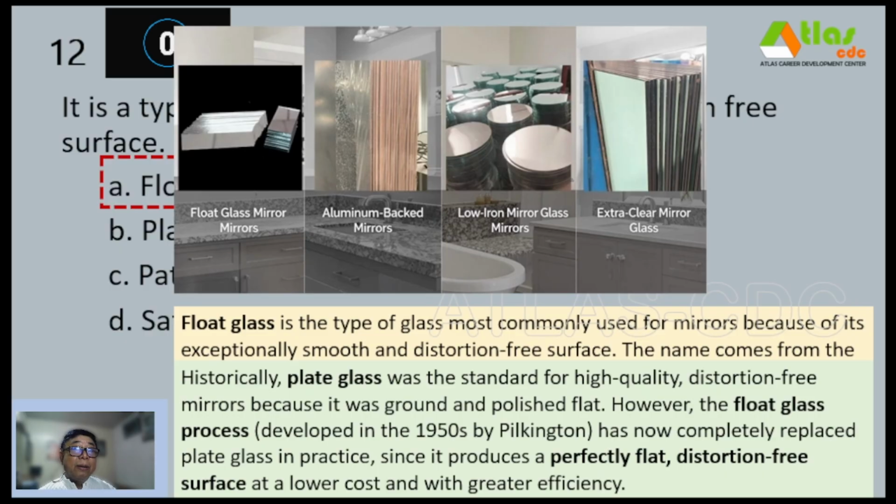Historically, plate glass was the standard for high-quality, distortion-free mirrors because it was ground and polished flat. However, the float glass process developed in the 1950s by Pilkington has now completely replaced plate glass in practice, since it produces a perfectly flat, distortion-free surface at a lower cost and with greater efficiency.